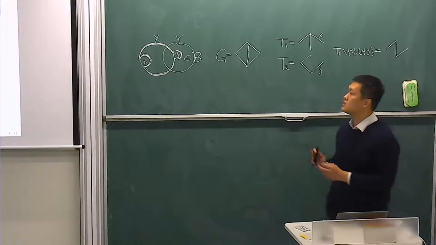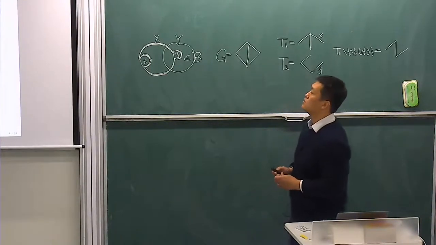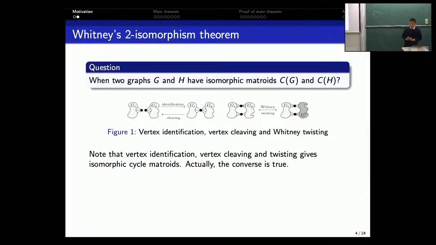As I explained, there is a way to construct a matroid from a graph, so a natural question arises: when do two graphs G and H have isomorphic cycle matroids? I put some pictures here. There are operations called vertex identification, vertex cleaving, and Whitney twisting. You may easily see that the structure of spanning forests does not change when we apply these three operations, so vertex identification, vertex cleaving, and Whitney twisting do not change the cycle matroid. What is more surprising is that the converse is actually true.